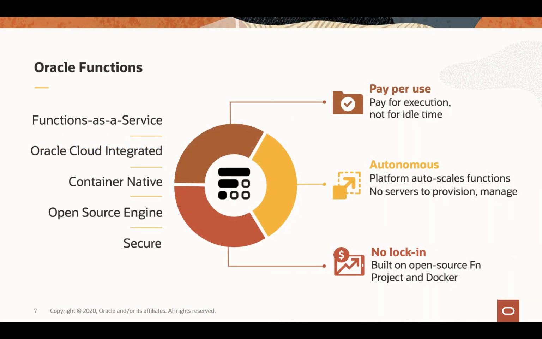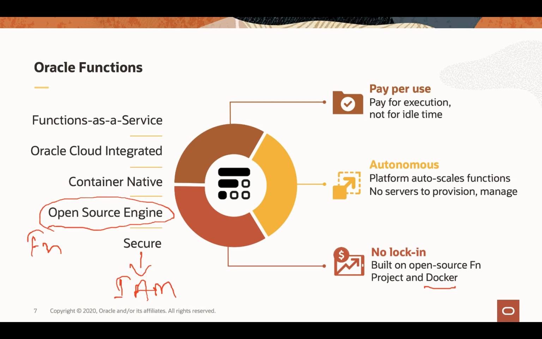Okay. So Oracle Functions is a function as a service. It's OCI integrated. It's a container native and open source engine. And this open source engine is coming from our own Fn project, and it is secured by the realm of IAM. And it's pay per use. So it's pay for your execution, not the idle time. It's autonomous, so it performs auto scaling of functions, with no servers to provision and manage, and of course no lock-in. It's completely built on the open source Fn project and Docker.